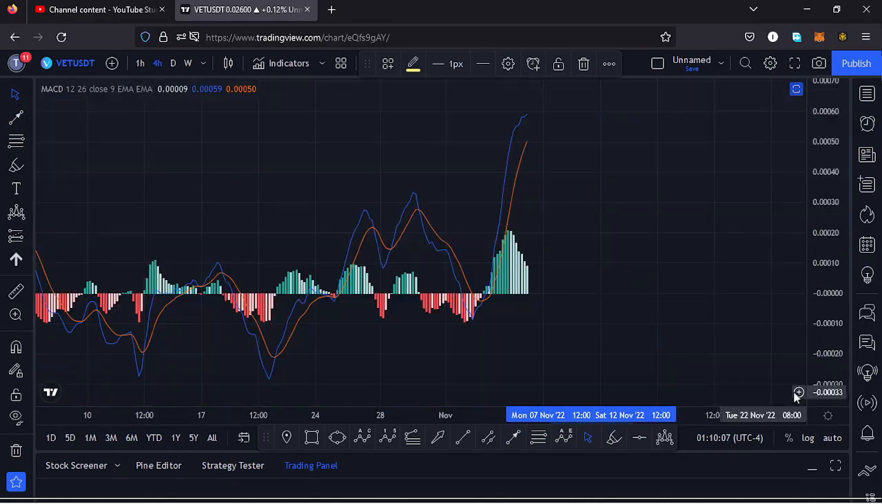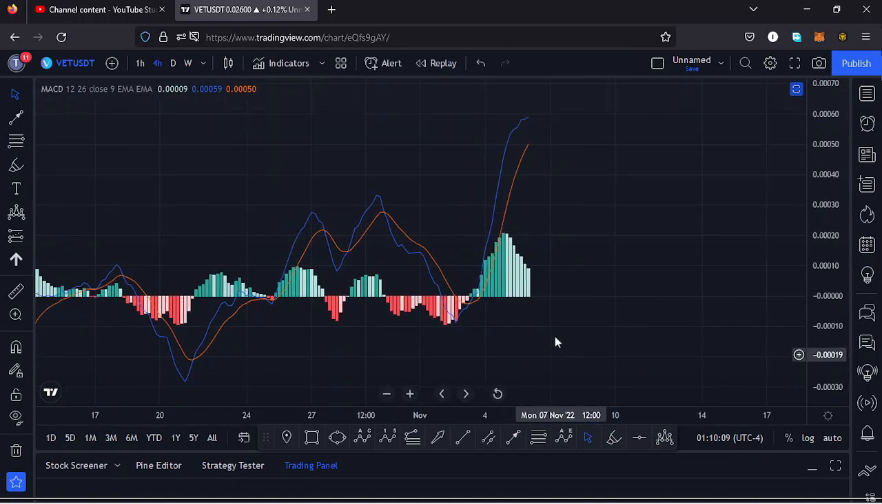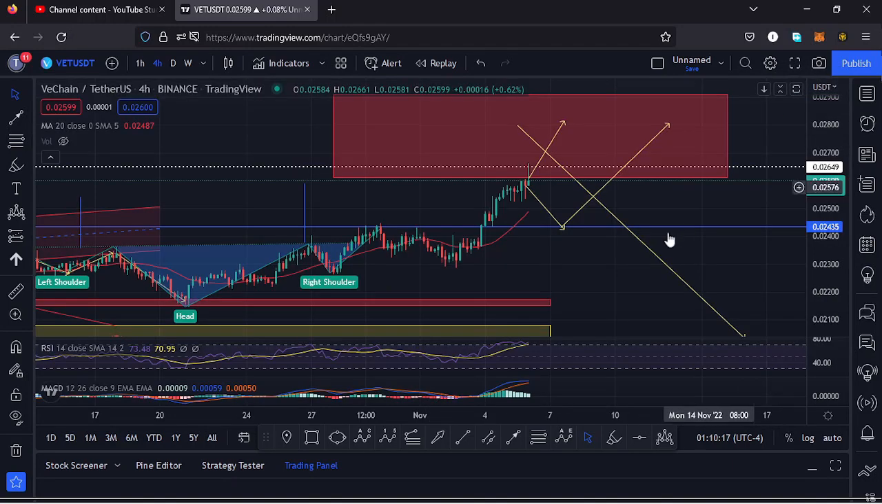Also taking a look at the MACD here. On the MACD, we had printed a bullish cross over here, and maybe soon we might be able to print a bearish cross. So let's be patient and see how that plays out, and I'll keep you updated.